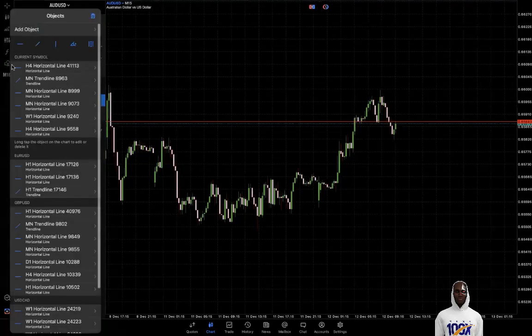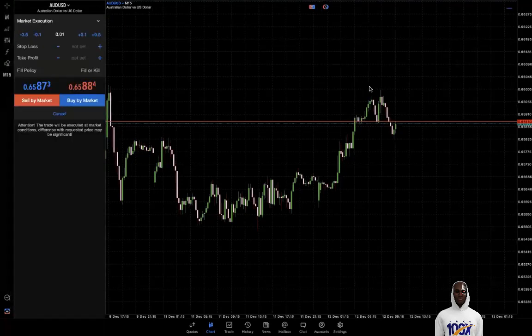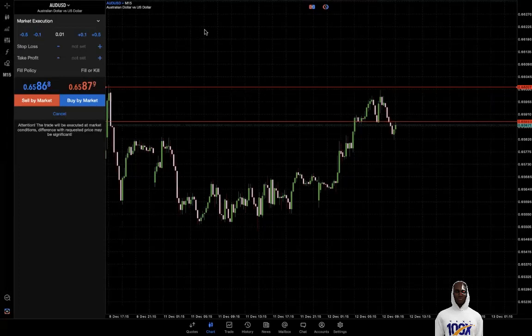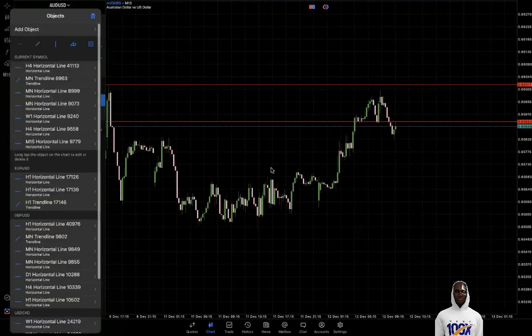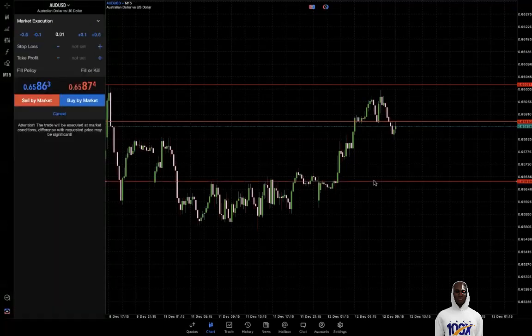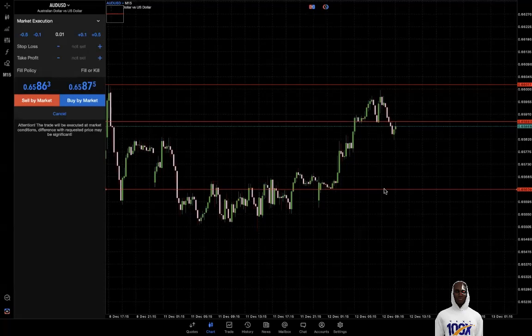Now as I'm selling, my stop loss would be above this level. Can you see this 15-minute time frame? Hope you can see. My stop loss would be above this level. Then my take profit would be here. My take profit will be here.